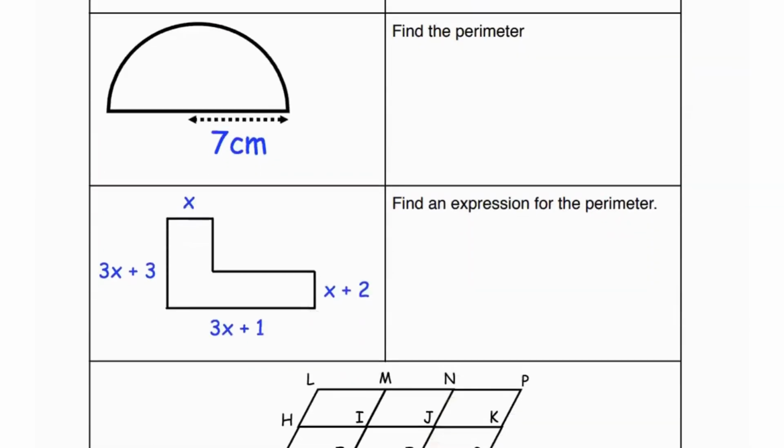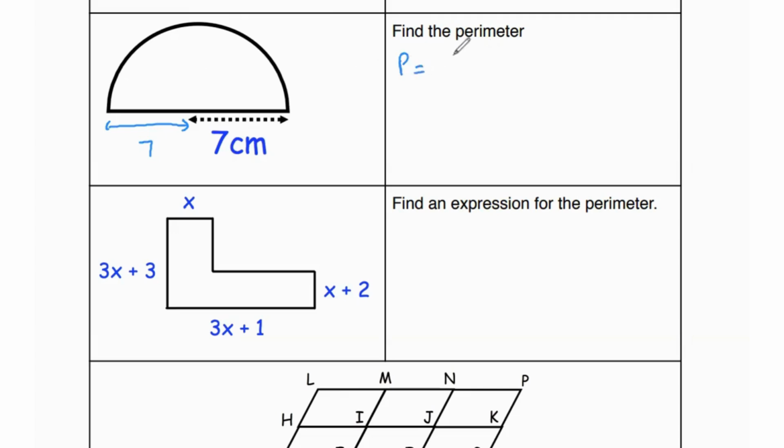The next question says, find the perimeter of the semicircle. So in a semicircle, we have half of the circumference, and then we have the entire diameter. They've given us the value of the radius, which is 7, which means this part is also going to be 7.